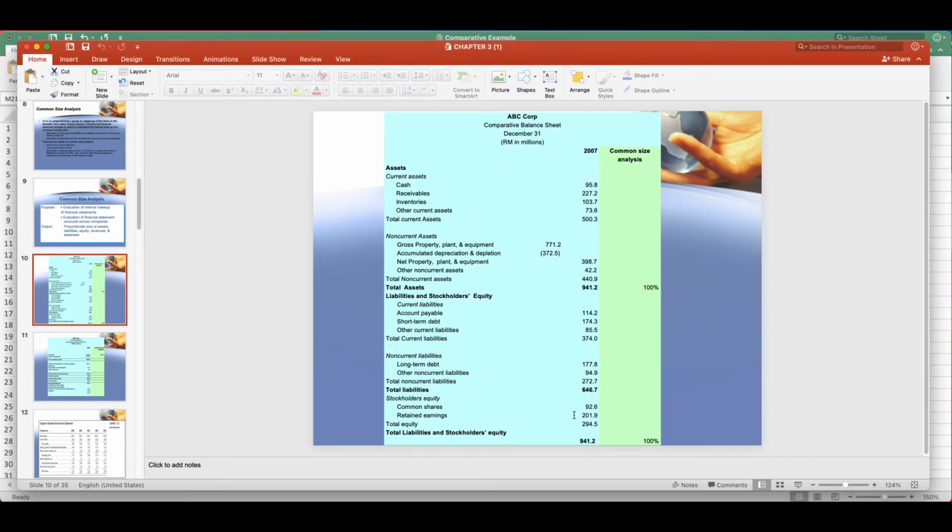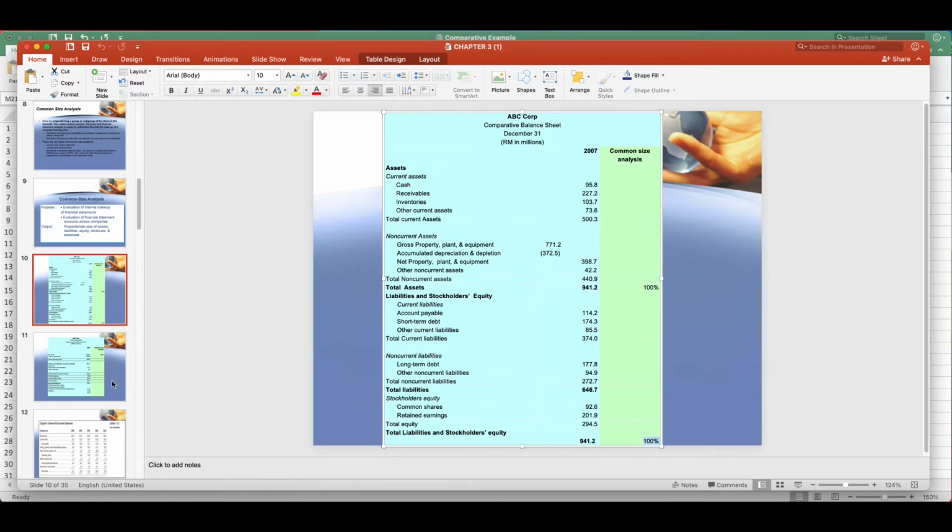So this is how we do the common size for the balance sheet. We are going to make the total assets as 100 here, and the total liabilities and shareholders' equities also 100. So we are going to divide all of the sub-items in the assets by the total assets, such as current asset cash, 95.8 divided by total assets 941.2. So we get the proportion, or the percentage, of cash out of total assets. So the total assets must be equal to 100.